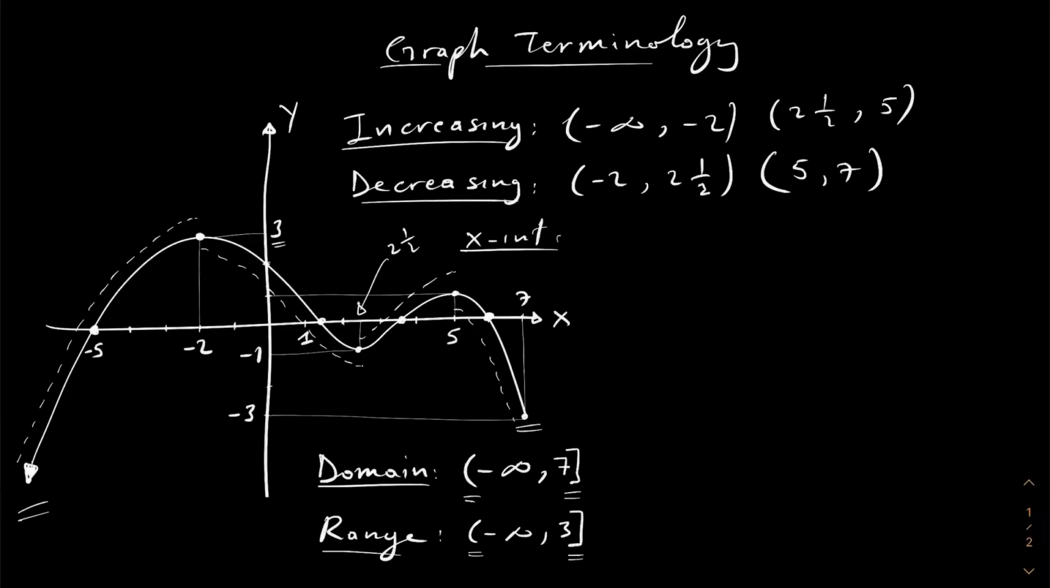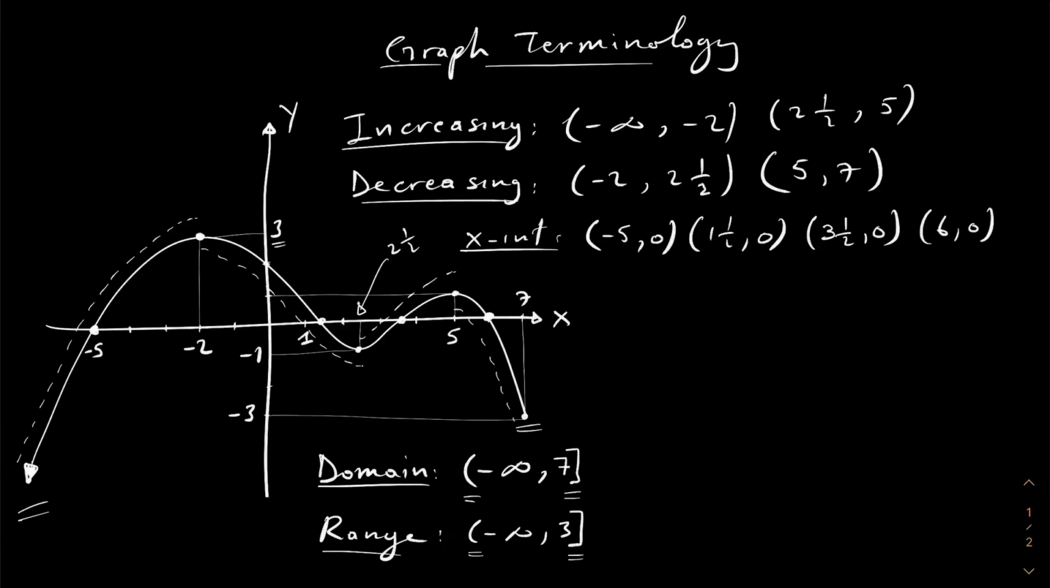So we're going to have our first one here as negative 5, 0. The next x-intercept is going to be 1.5, 0. Next one is going to be 3 and 1/2, comma 0. And finally, we're going to get our last one at 6, comma 0.